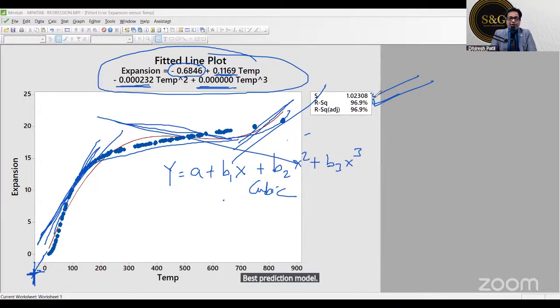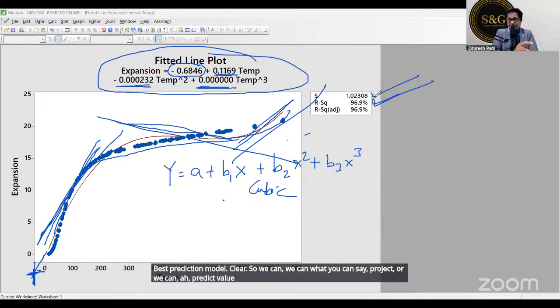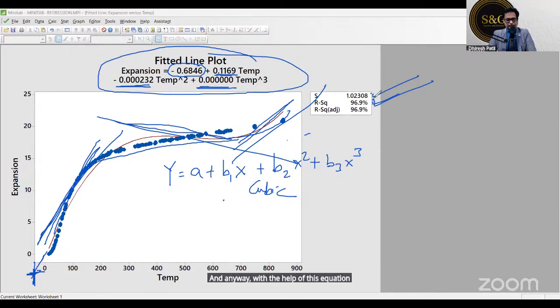Clear? So we can project, or we can predict value of any x and any y with the help of this equation within the range of the data. Okay. Clear everybody? Just give me a quick yes in the chat box.